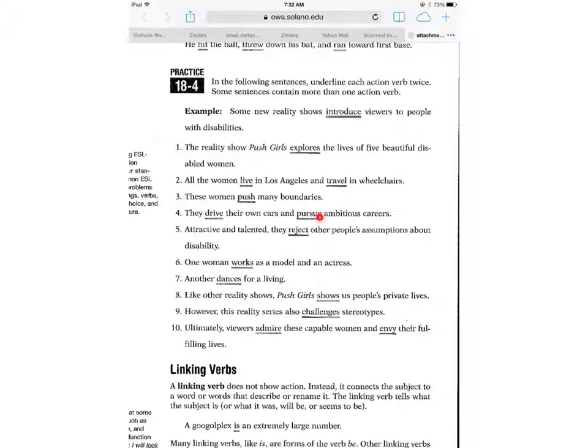Number 10, "Viewers admire these capable women and envy their fulfilling lives." Admire and envy. Those are your action verbs. What's the subject in that sentence? Viewers.